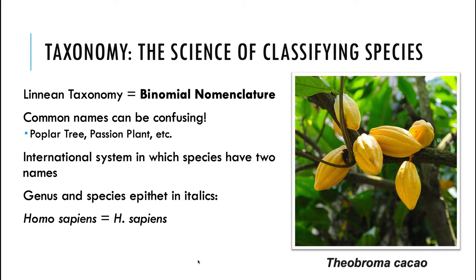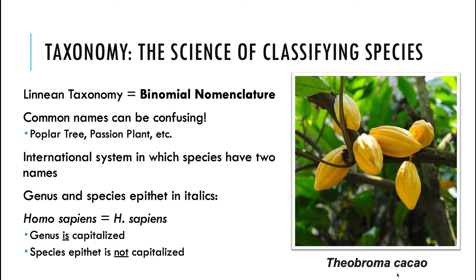You can also abbreviate the genus with just the first capital letter, period, and then sapiens, which is the species name, lowercase. So don't forget, genus is capitalized, species is never capitalized. And here is the species that I work on, Theobroma cacao, that is shade chocolate.